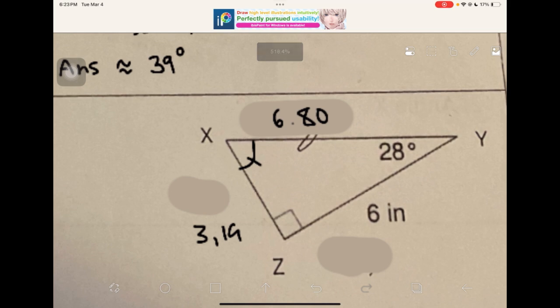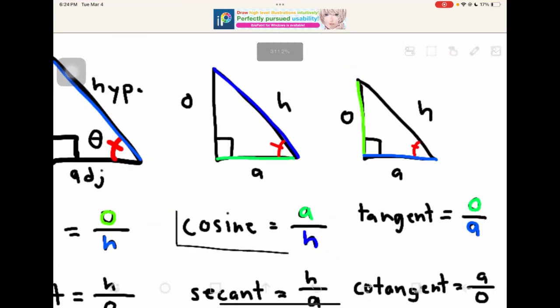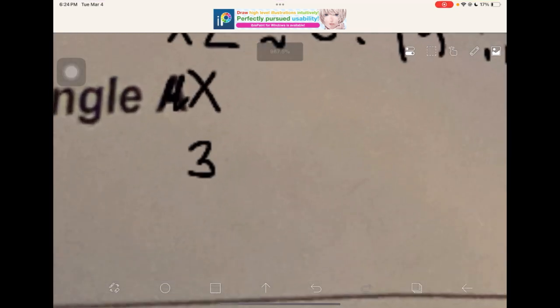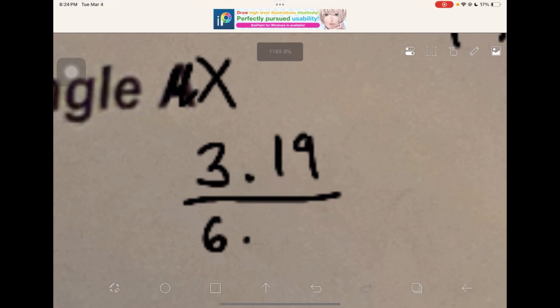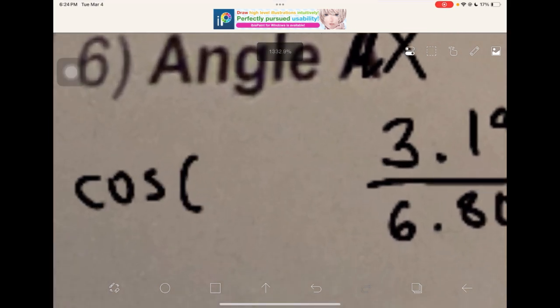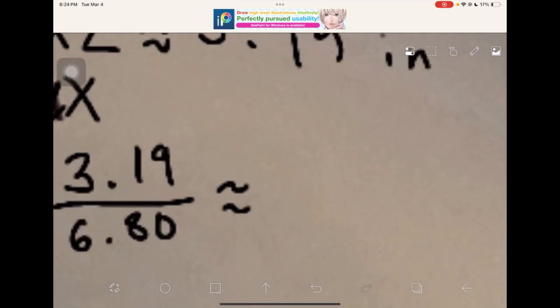We're going to use the adjacent and hypotenuse over here. So adjacent and hypotenuse, that's cosine. And so we have the adjacent, which is 3.19 over 6.80. So cos of something is equal to this. That's equivalent to about, let's type it down, 3.19 divided by 6.80. That's about 0.47.